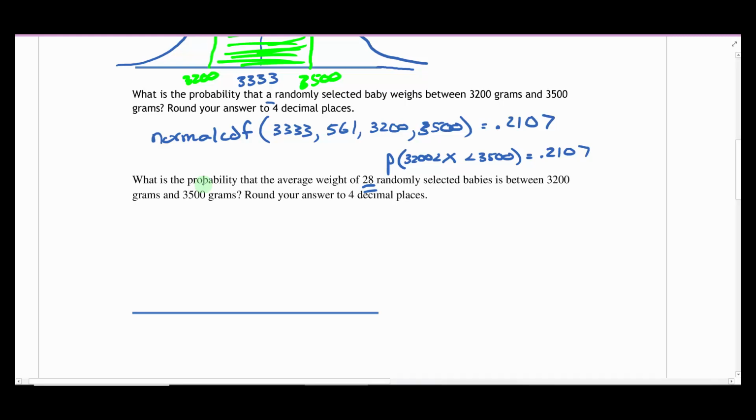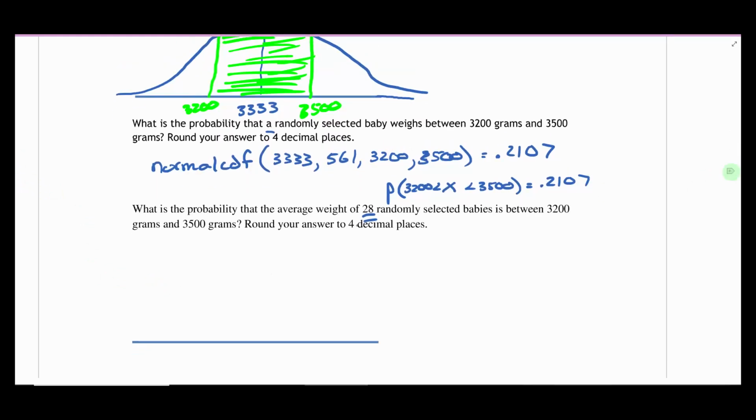All right, so that means that we are pulling from a thing called a sampling distribution. And a sampling distribution is a little bit different. A sampling distribution is created by taking 28 babies over and over again. I'm going to take 28, find the average. Take another 28, find the average, and so forth. I'm going to do this a very, very large number of times, and as I do that, I'm grabbing a data point every single time, and those data points make up a new distribution. That's what's called the sampling distribution, okay?